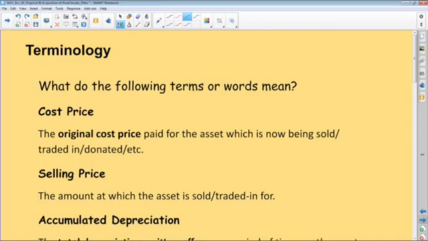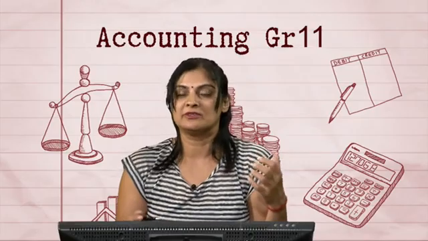So the first key concept, cost price. What do we mean by cost price? So let's look at the definition. This is the original cost price that was paid for the asset which is now being sold, traded in, donated, etc. Remember guys, cost price, we are talking about the original cost price. What did the business buy the asset for when they purchased this asset?